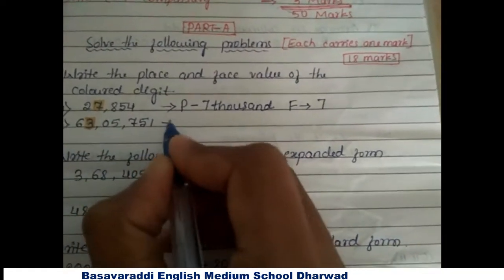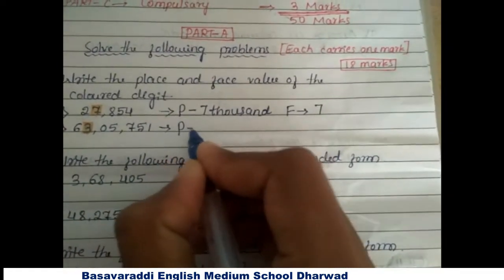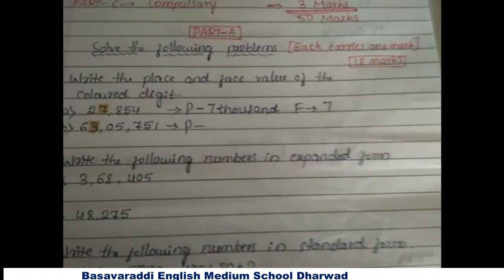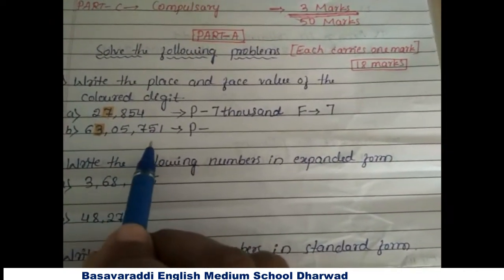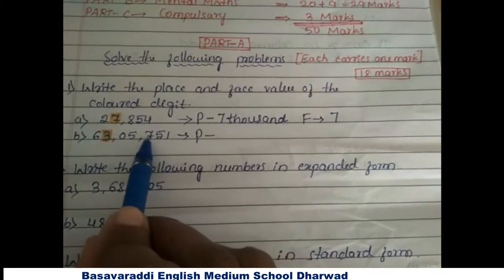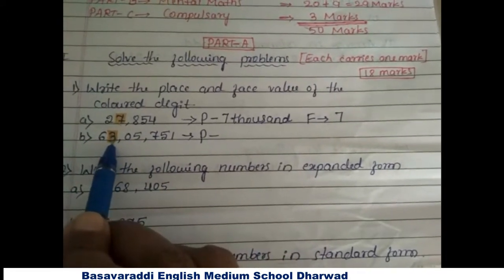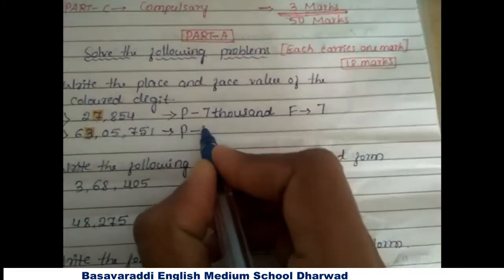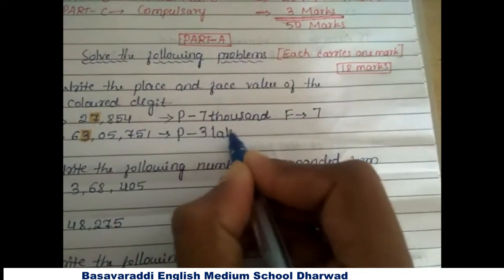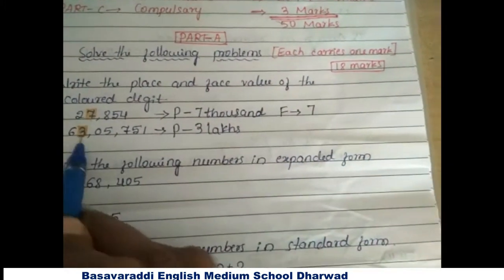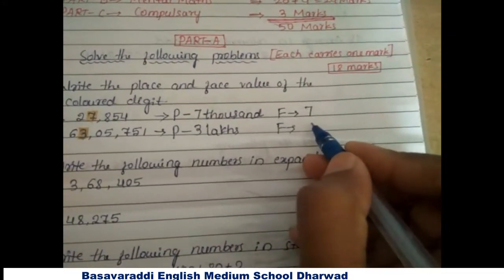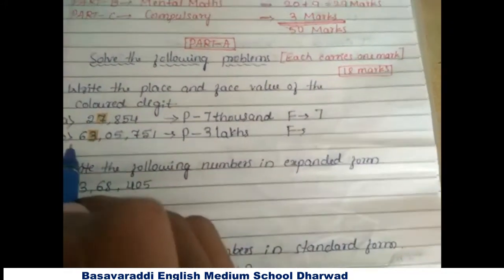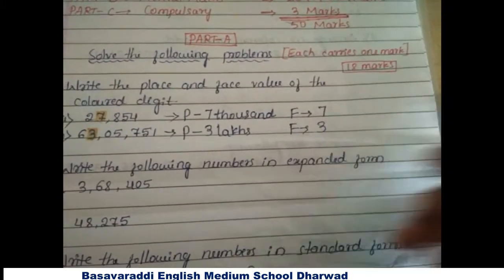The next one, 63,05,751. First the place value. The place value means the respective places: ones, tens, hundreds, thousands, ten thousands, and 3 is in lakhs. So write 3 lakhs. And the face value means the value of the digit itself, so write 3.